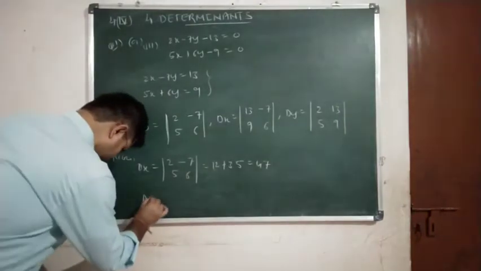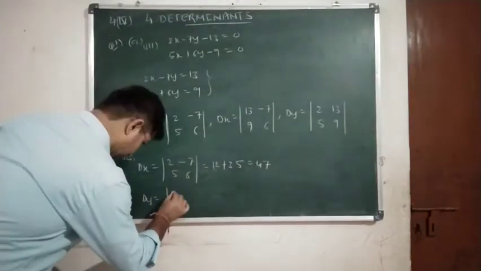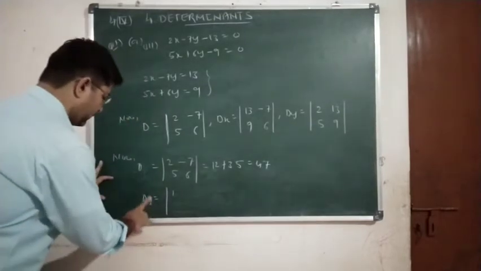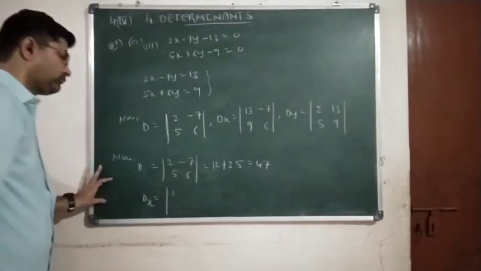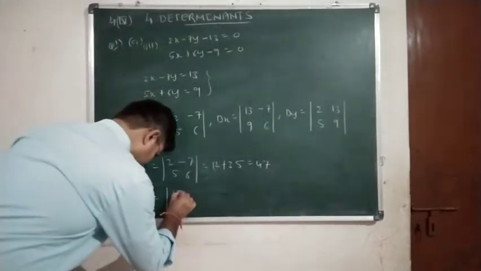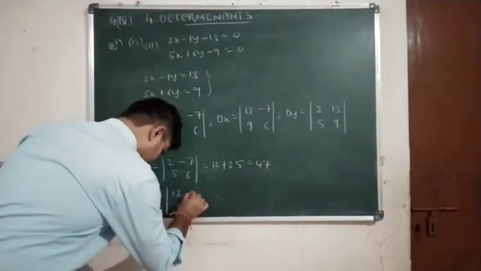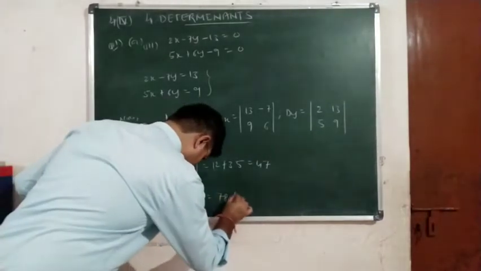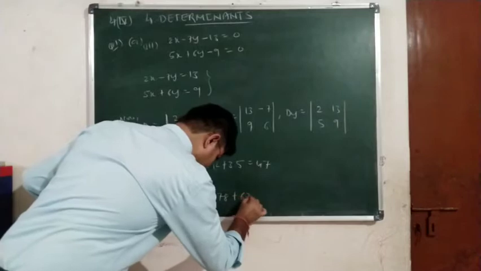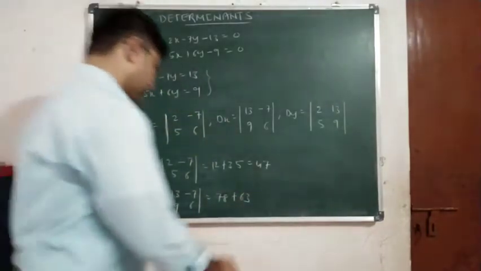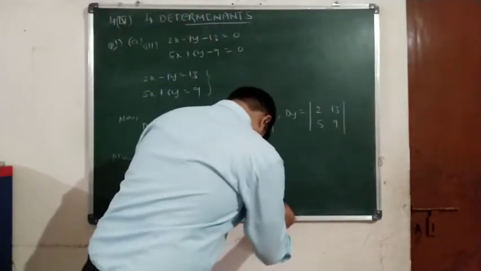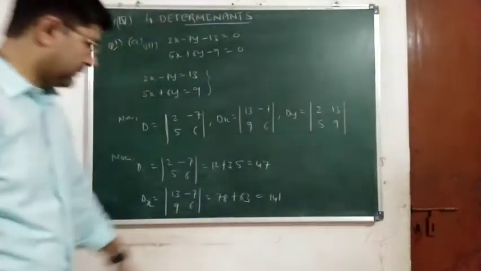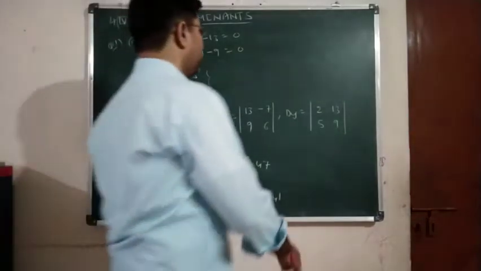Again we will calculate dy. Okay, this is D. Now we will calculate dx. Dx is 13 9 minus 7 6. 13 6s are 78 plus 9 7s are 63. So 141. Clear?